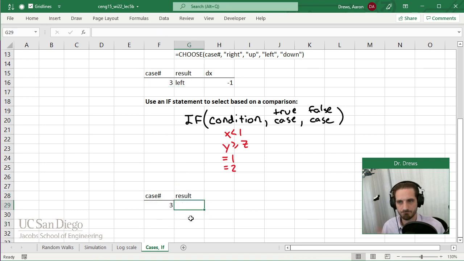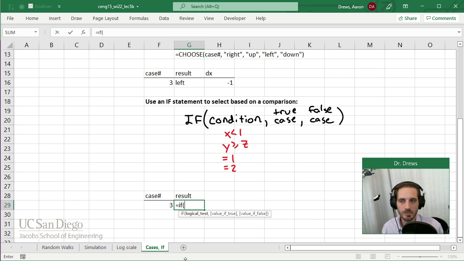And let's look into what this would look like. Instead of a case number, in an if statement, we're basing it on a comparison. That comparison takes place inside of the if statement. So I'm going to type equals if. As the pop-up shows you here, we have to provide a logical test. That is our comparison. That's our condition.